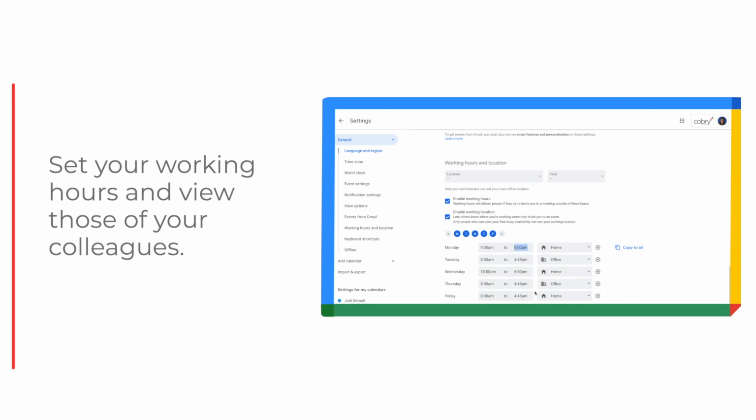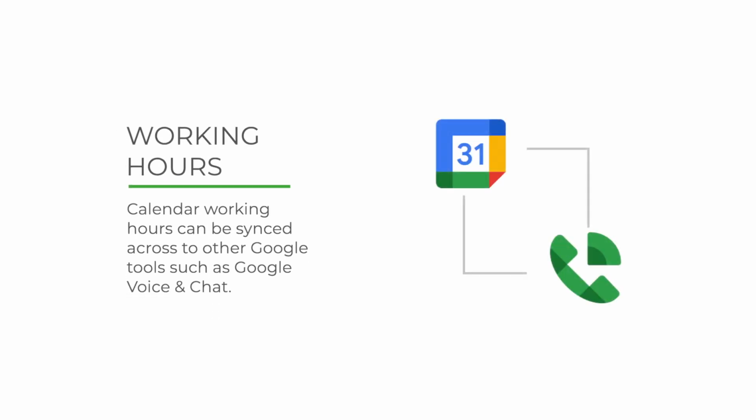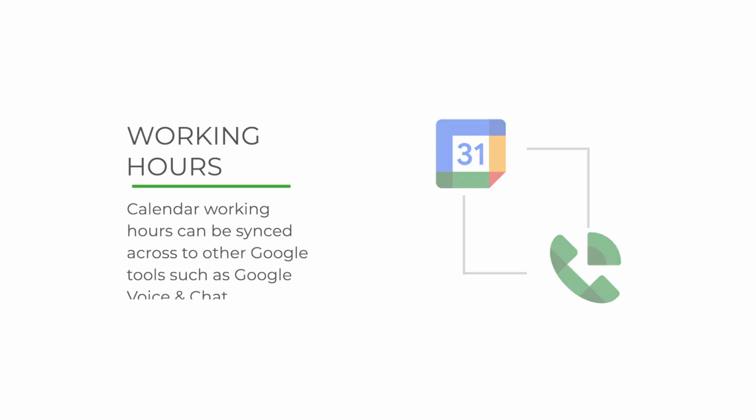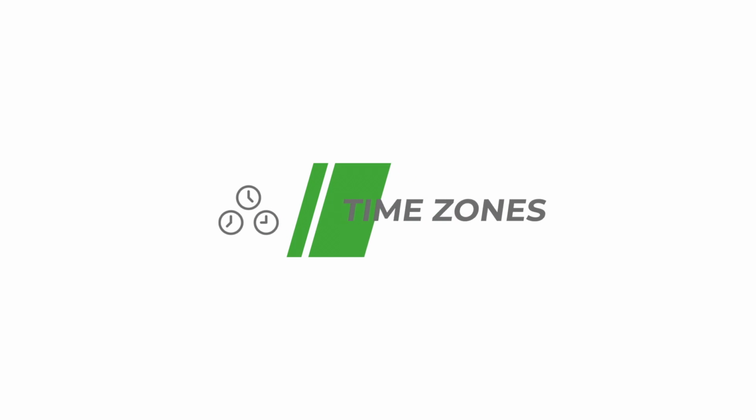One of the other benefits of being able to put in your working hours is that it will overlap into other areas of Google Workspace. So if you're a Google Voice user for your business's telephony, then you can set Google Voice to follow your working hours, which means your phone won't ring after 5 o'clock if you finish at 5 o'clock. And it just helps you draw that line between work and personal life and try and get that balance right.